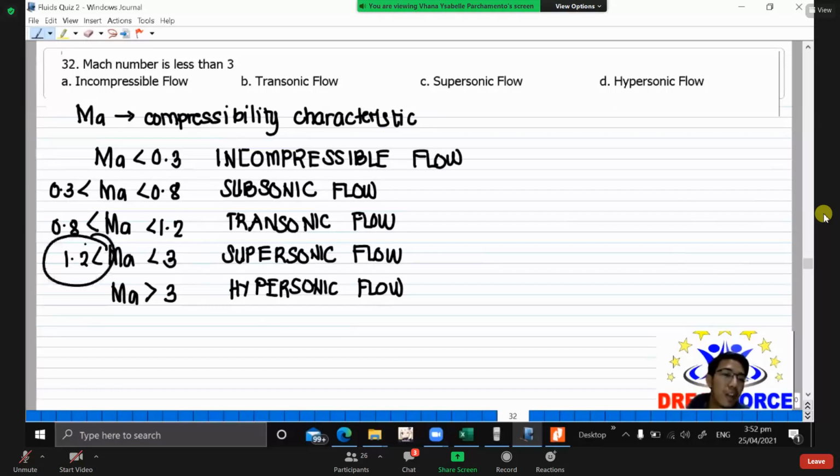Pag less than 3, dapat meron siyang maximum or minimum. Wala naman siyang binanggit dito. So dapat siguro troubleshoot, yung 3 dito dapat 0.3. So pag less than 0.3, incompressible flow, that is letter A, which is a choices, tama. Letter A yung sagot niya. So troubleshoot yan, it should be 0.3.